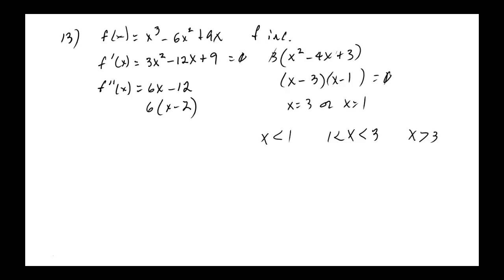Now, here's the rule about second derivatives. If second derivatives are positive, that means you're concave up. If second derivatives are negative, you're concave down. Think of parabolas. x squared, the second derivative would be a 2, minus x squared would be a minus 2. So it's concave down.